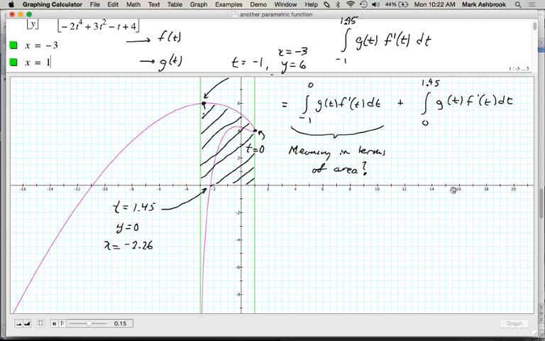Okay, now, same thing here. What about this? What will that meaning be in terms of area? Yes, sir. Okay, the area beneath the lower part. So will it be the area beneath this down to the axis? Is that what it will be?